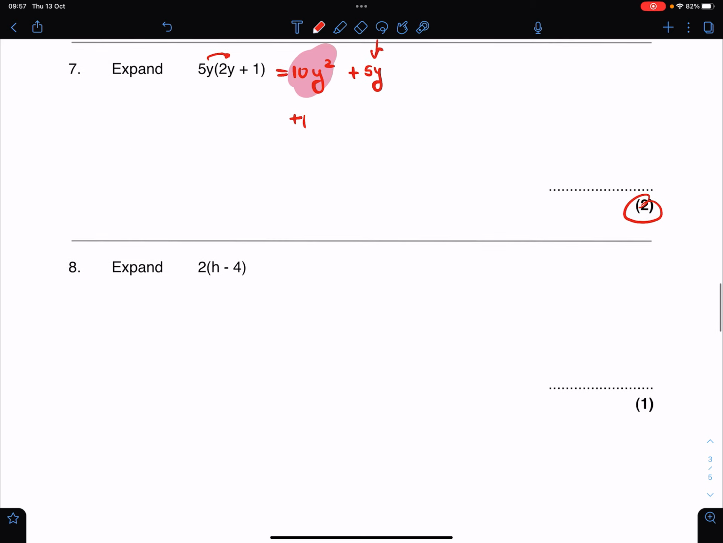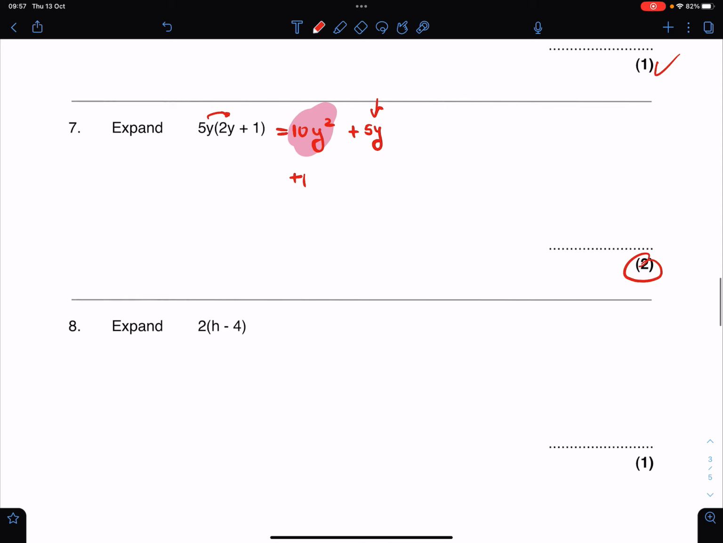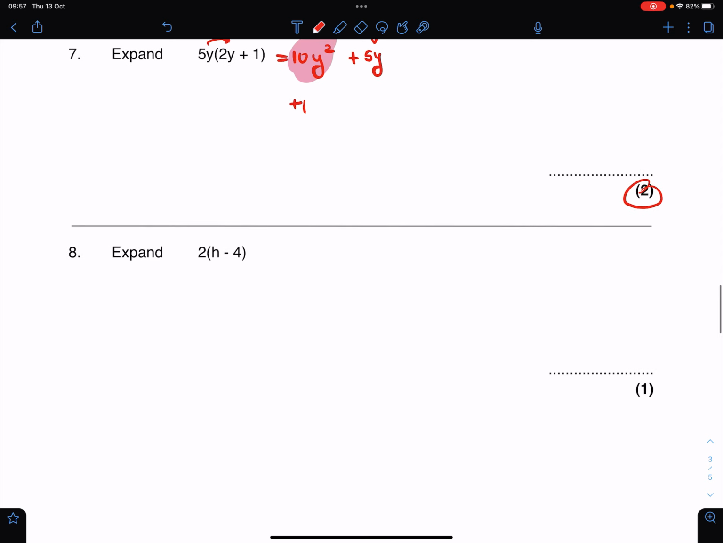Okay, so question 8. Have you done with question 7? Yes. Perfect. Question 8. So to solve question 8, I need to expand that. So 2h minus 8. Okay? That's it. Why are you not writing?